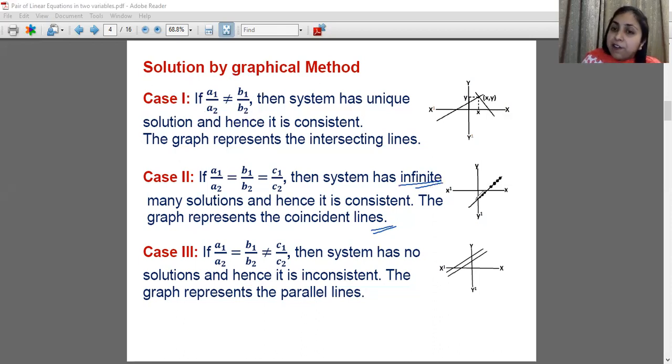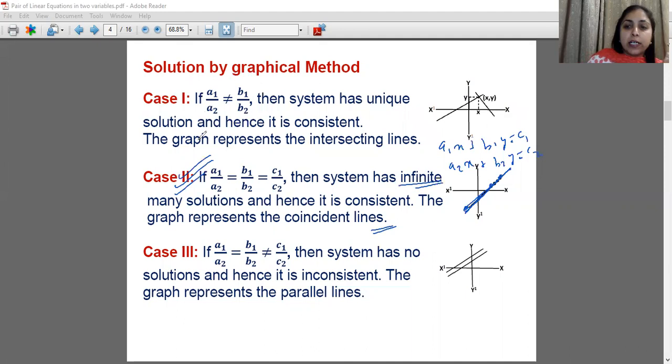So the graph is coincident lines, meaning if I'm able to plot a1x plus b1y is equal to c1 as this line, now if I find the points for a2x plus b2y is c2, all points will lie on this line alone. Got it? कोई भी point इससे अलग नहीं मिलने वाला. Got it? So this is our case 2, and here again the system is consistent.